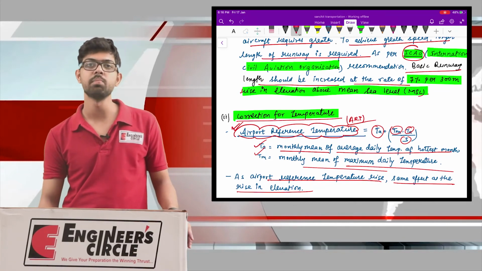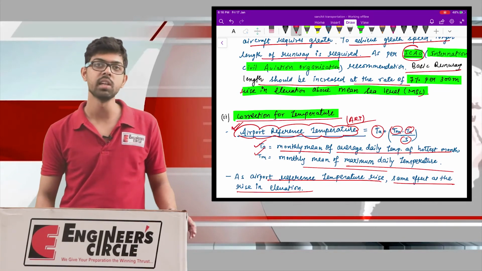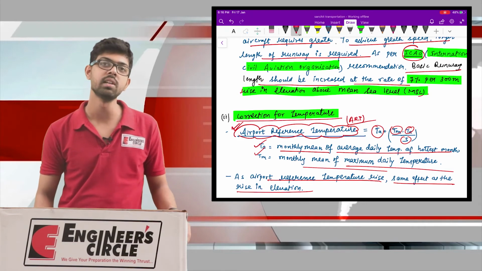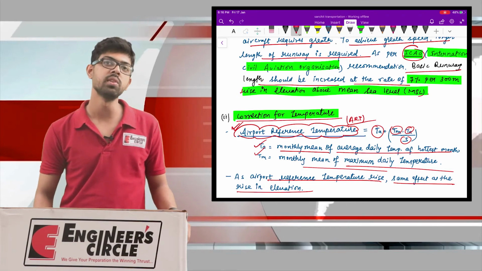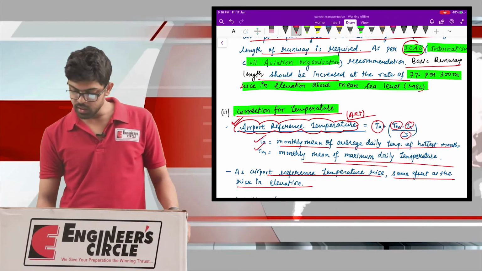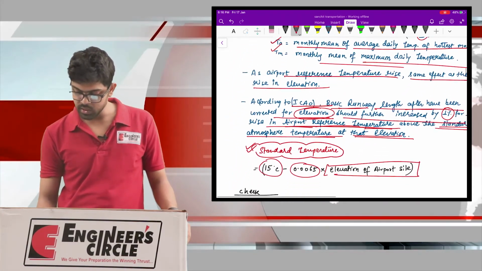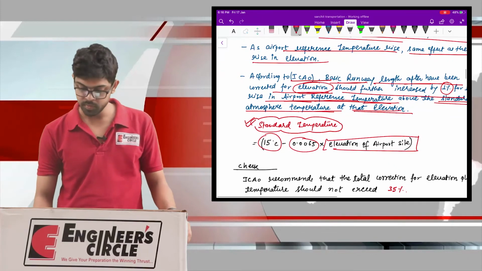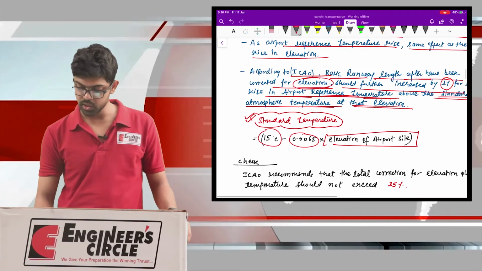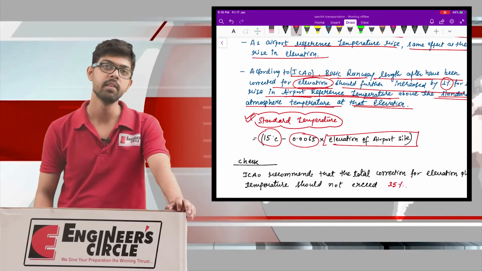You need to calculate this airport reference temperature, and for a given elevation of the site you need to calculate this standard temperature. Then you need to find the difference, and the correction will be applied as 1% for each 1 degree rise of the airport reference temperature above the standard temperature.